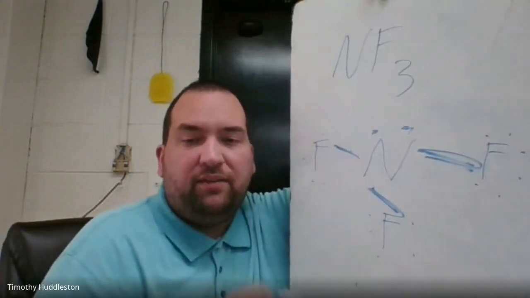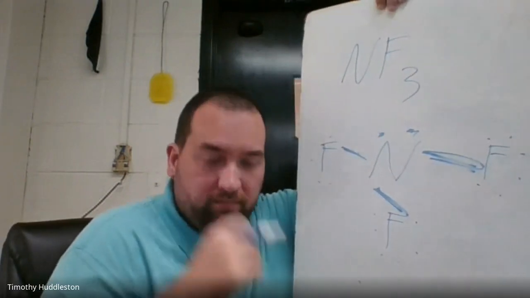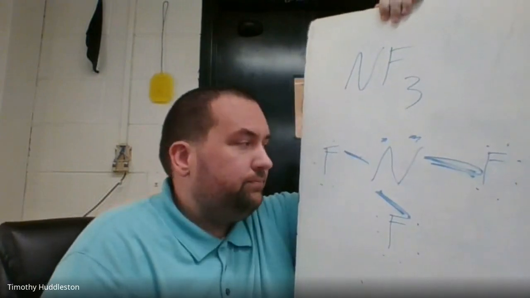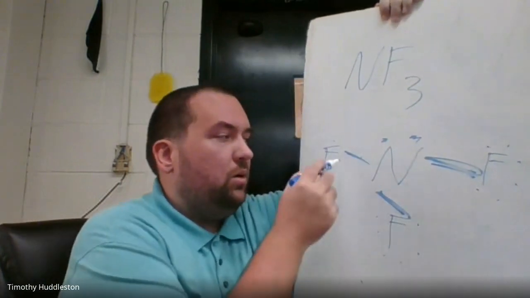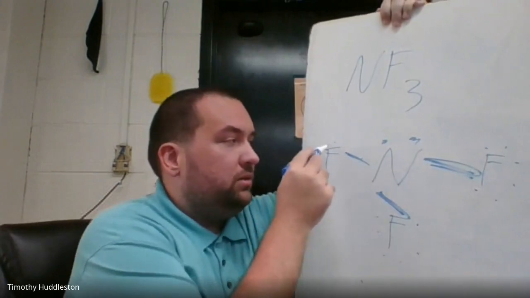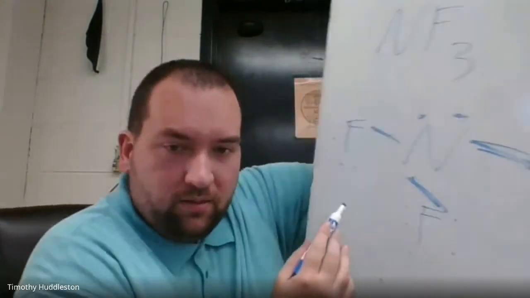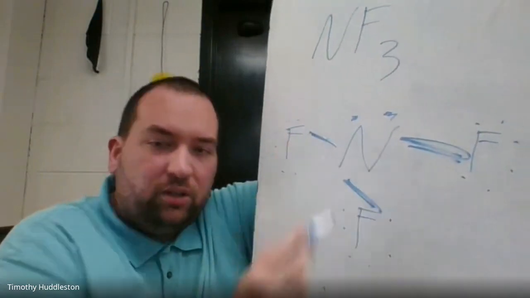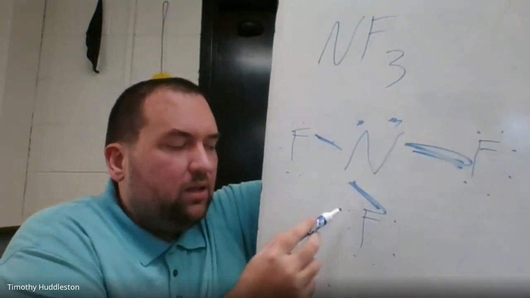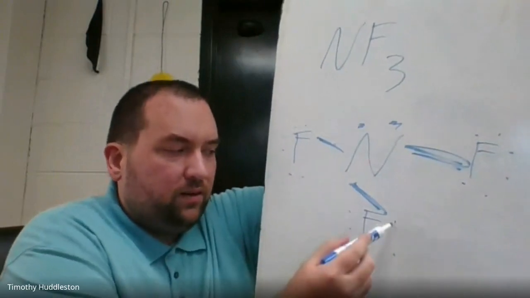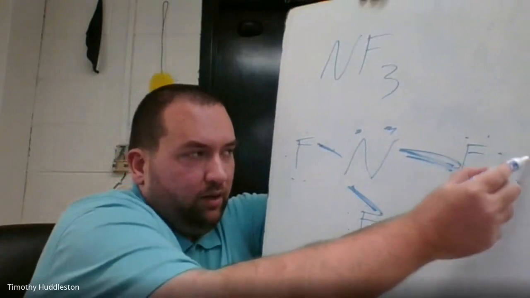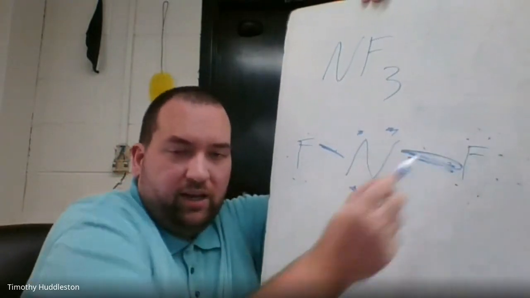Let's ensure that they have 8 electrons. So 8 electrons. 1, 2, 3, 4. Let me get a little bit closer. 5, 6, 7, 8. And these two are shared between both of them. 1, 2, 3, 4, 5, 6, 7, 8. 1, 2, 3, 4, 5, 6, 7, 8.